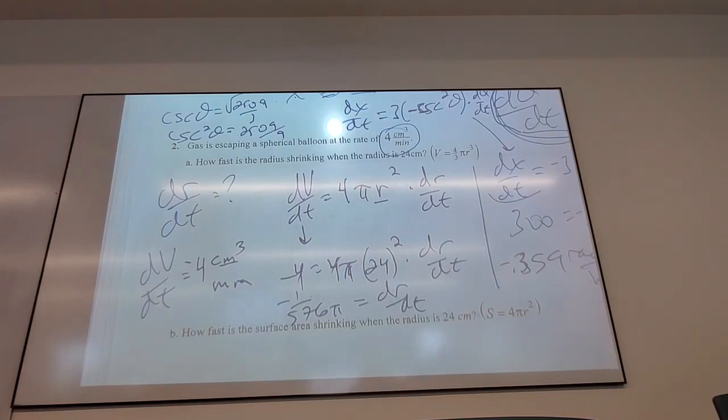So, real quick, dV/dt is going to be cubic centimeters per minute, correct? All right. R is in centimeters. R squared would be centimeters squared, correct? dr is centimeters. Isn't it centimeters cubed per minute? Doesn't it match up with centimeters cubed per minute?